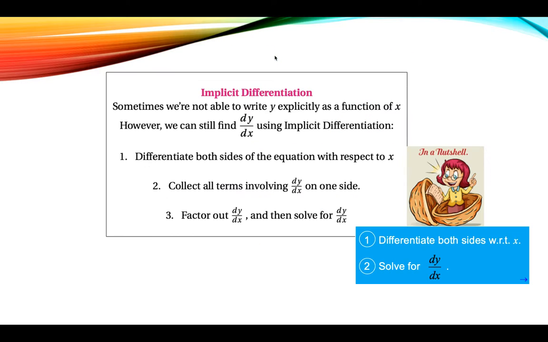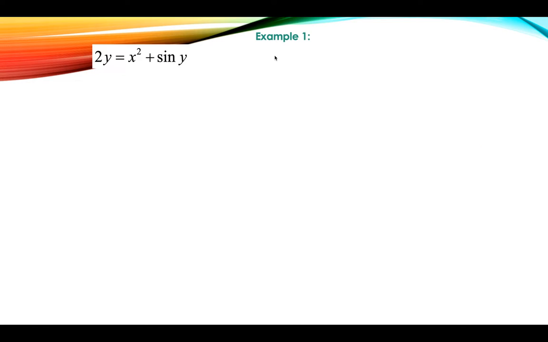Pretty cool. This process is called implicit differentiation. So whenever you're not able to write y explicitly as a function of x, we can still find the derivative of y with respect to x using implicit differentiation. You're going to differentiate both sides of the equation with respect to x, collect all the terms involving the derivative of y with respect to x on one side, and then factor that out and solve for the derivative of y with respect to x. So in a nutshell, differentiate both sides with respect to x, solve for the derivative of y with respect to x. Let's look at another example.